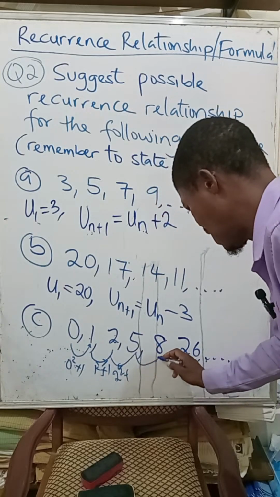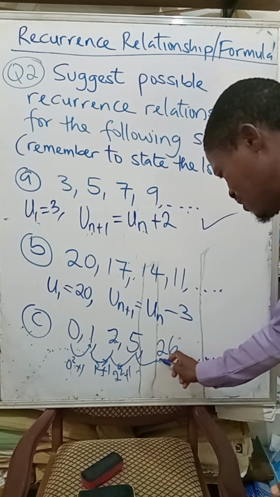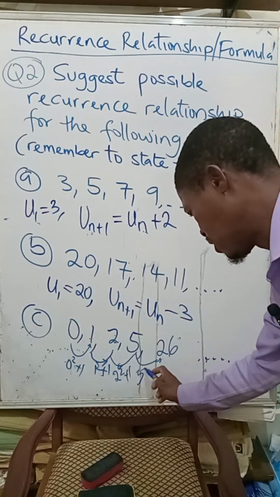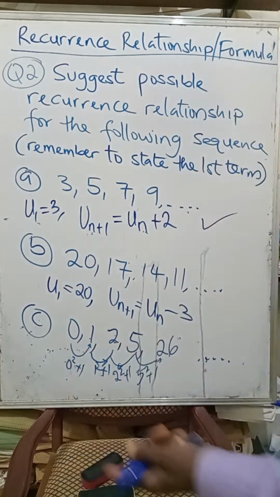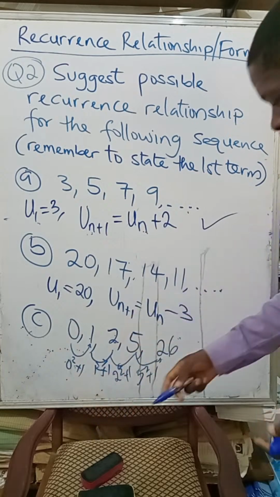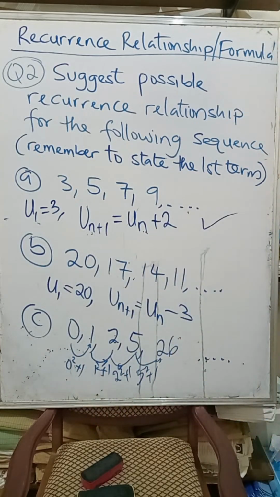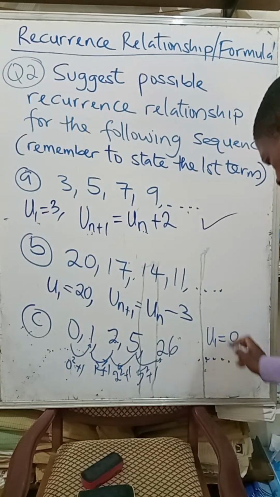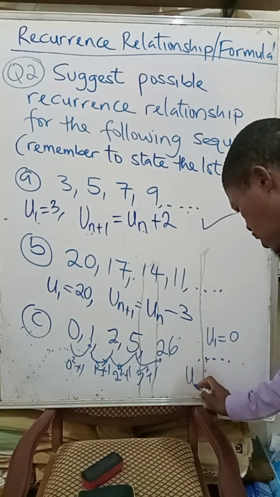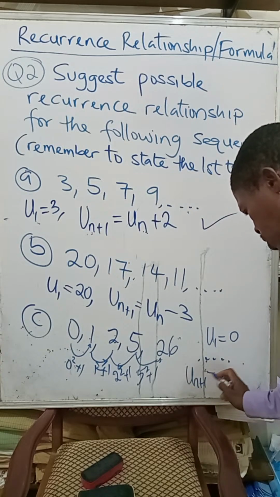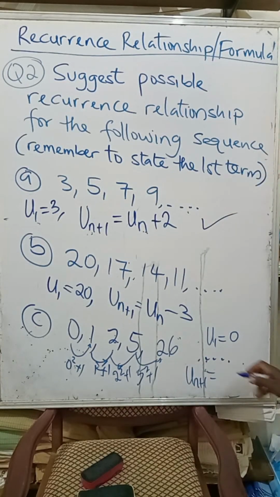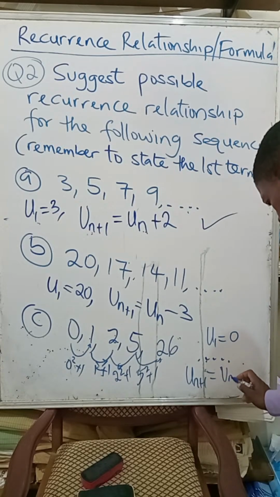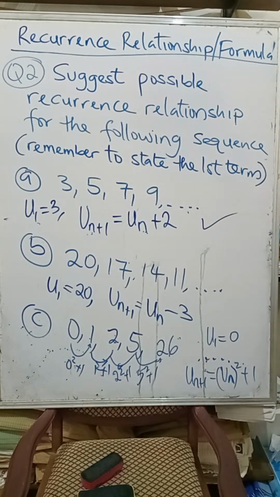To generate the 26, it's going to be 5 squared plus 1. The previous number, squared, plus 1 will generate the next number. So your U1 is 0. The n plus 1 term will be equal to, don't forget what we are doing, Un. You subscript n, you square that, and then plus 1. You can pick any one and experiment.